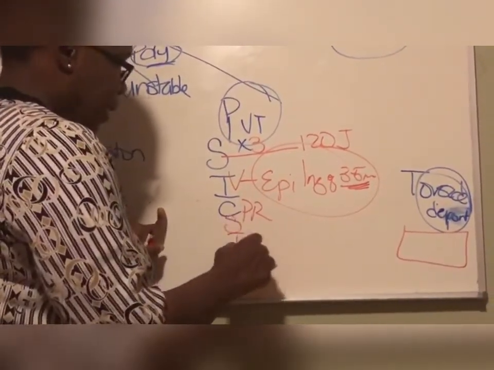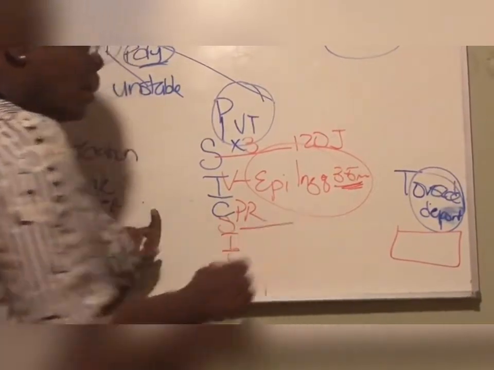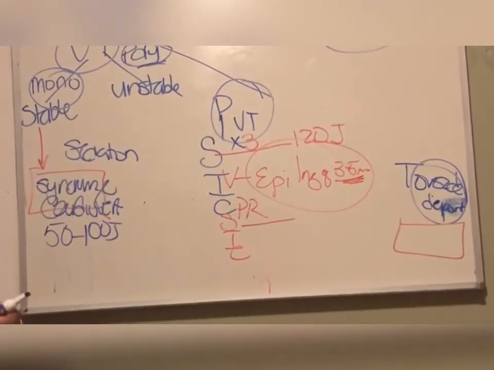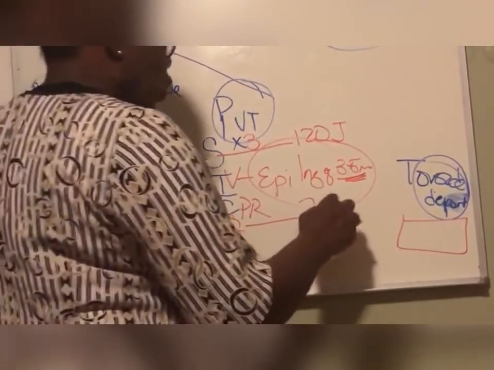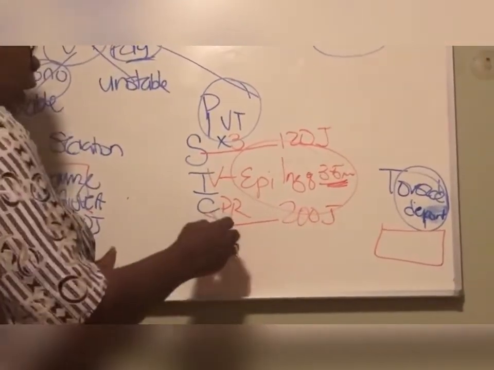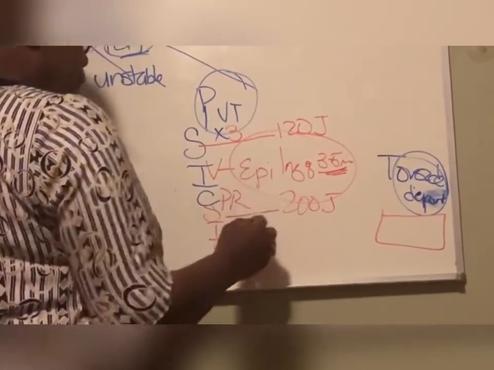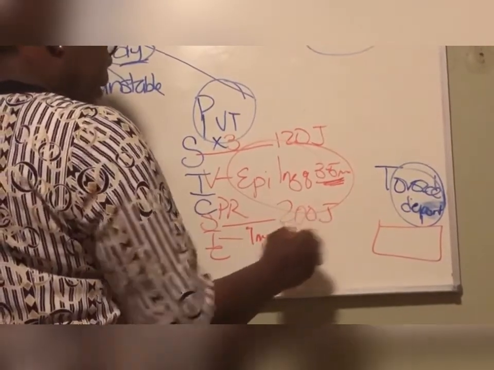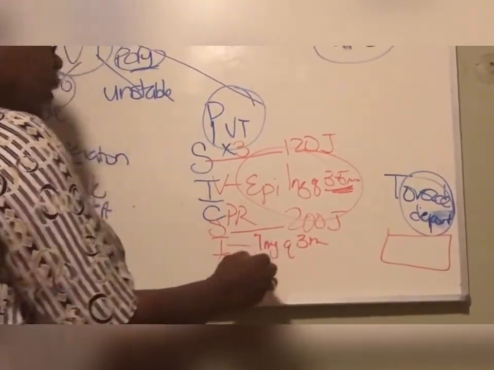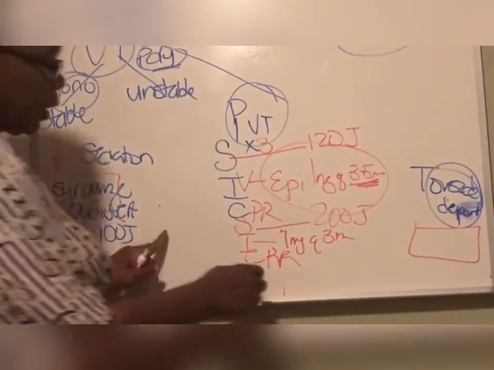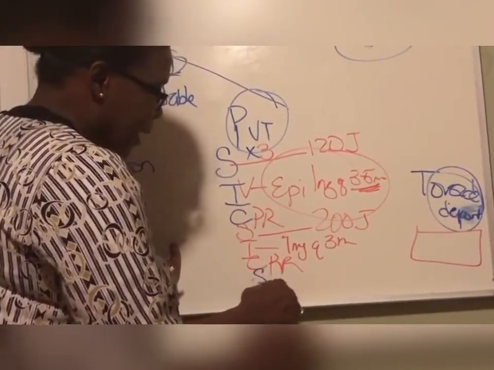Shock, IV, CPR. This time how much shock are you going to put on this patient? You're going to give 200 joules. Then the IV, 1 milligram every 3 to 5 minutes. Then we need to circulate it by doing what? CPR.